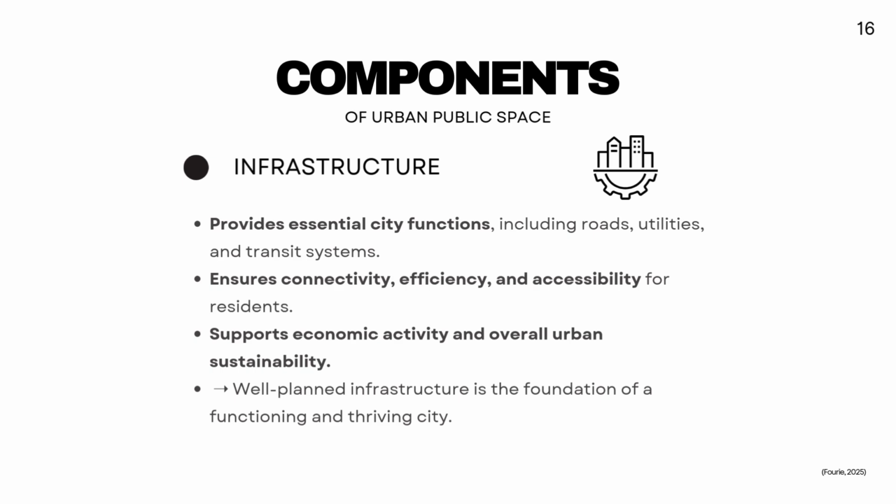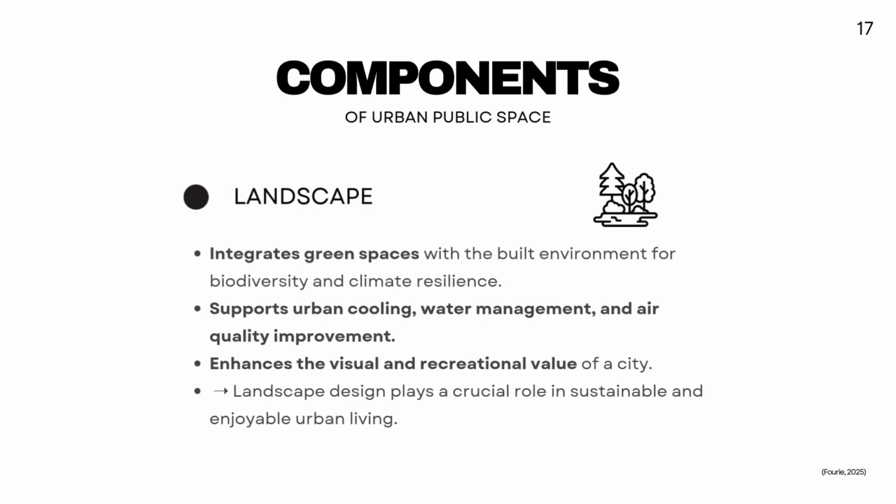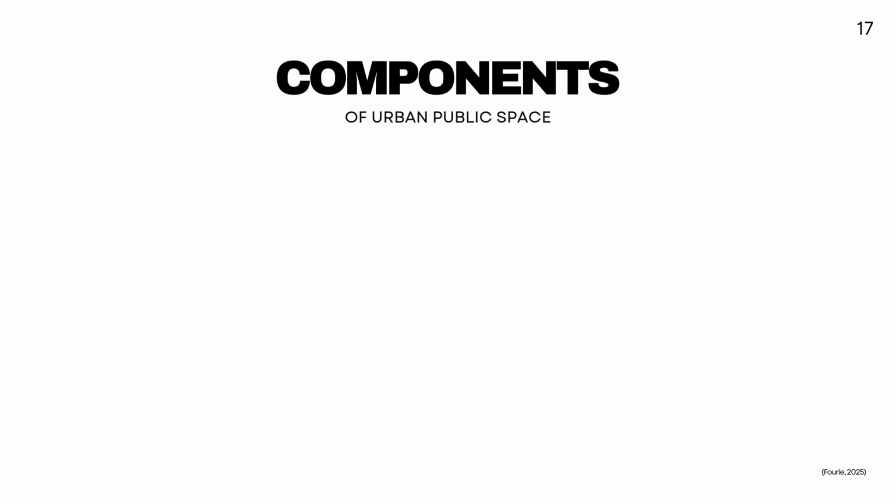space. Infrastructure considers what keeps a city running smoothly, whether it's roads, public transport, or digital networks. Well-planned infrastructure ensures people and services can move efficiently and sustainably. Landscape considers green spaces that are more than just decorative. They serve essential environmental functions. Thoughtful landscaping helps cool cities, manage water, and provide much-needed recreational areas for people to enjoy.